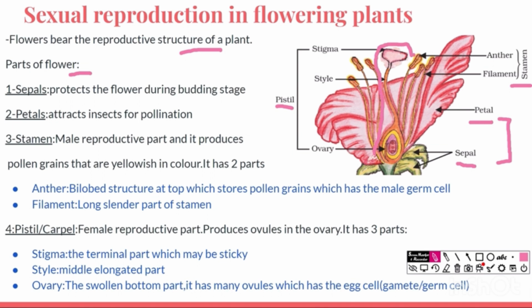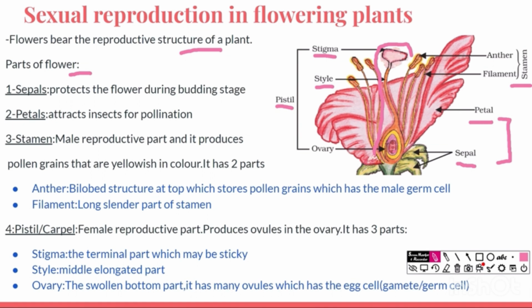In this structure there are three different parts. The first part is the upper receptive part, which is sticky in nature. This part is called the stigma. Then there is a long tube-like structure which joins the stigma to the lower swollen part, and this tube-like part is called the style. At the very end, at the bottom, we have a swollen, oval-shaped part, which is called the ovary.